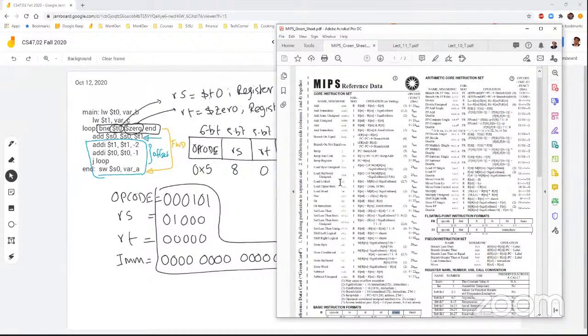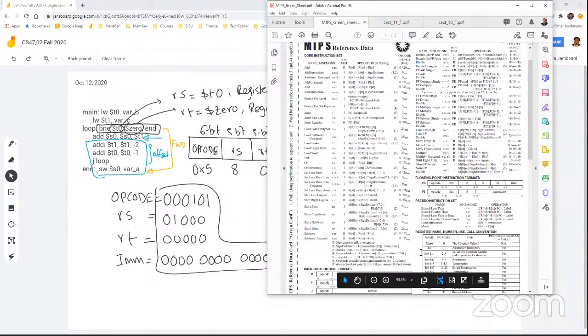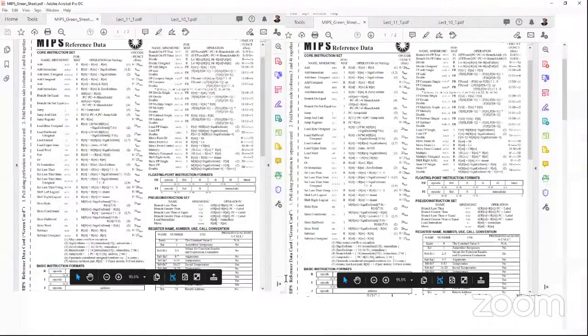Let's look at the shift one. Shift left logical says RD is RT left shifted by the shift amount. That means for shift left logical and shift right logical, these two instructions, your RS field is going to be 0. So you need to set the RS field.